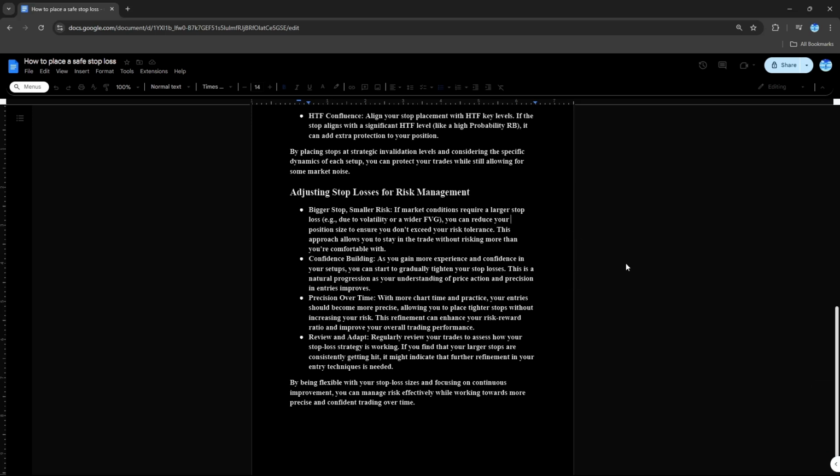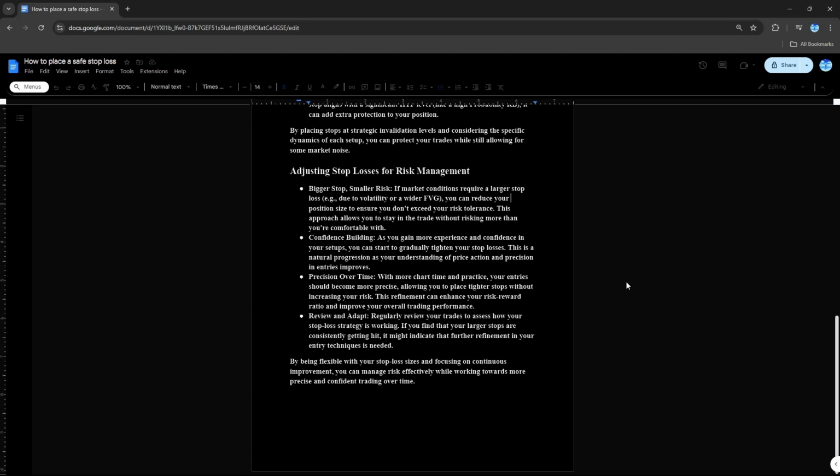As you gain experience and more confidence in your setups, you can gradually tighten your stop losses and see which highs and lows become invalidated, and just show natural progression to understanding price action and precision entries, and really understand those. With more chart time and practice, like we just said, your entries should be more precise, allowing yourself to place tighter stops without increasing your risk, which can refine and enhance your risk to reward ratio and improve your overall trading performance.